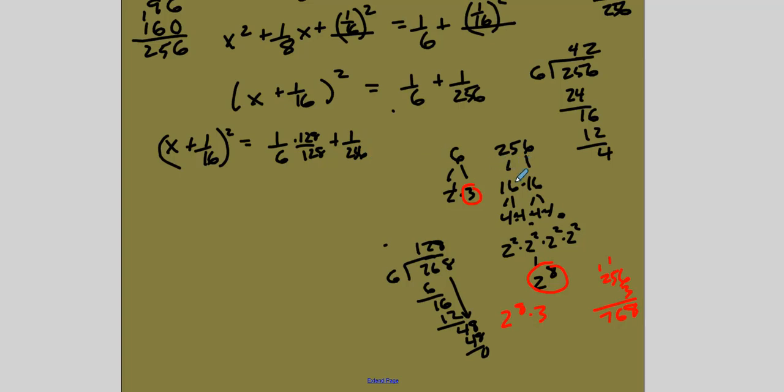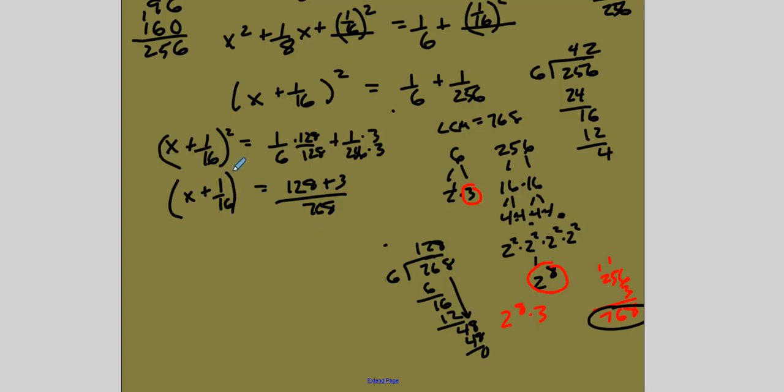256 goes into our least common multiple 768 3 times. Okay, so this is 128 plus 3 over 768. Now I know you're probably going, oh my gosh, what's going on? Well, you gotta learn to get your hands dirty here sometimes. Real problems are not going to be just little simple ones. So this is some good practice in fractions. Very good practice in fractions. So this is 131 over 768.